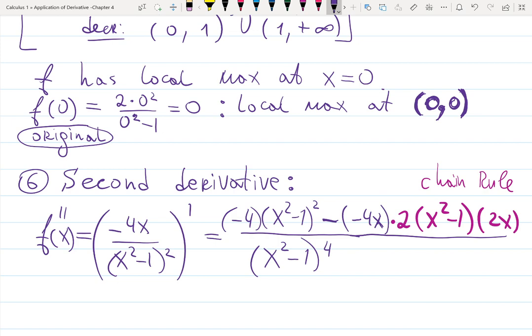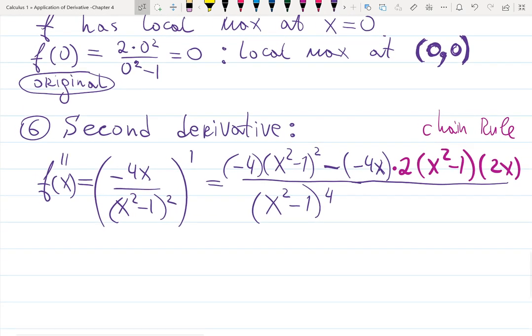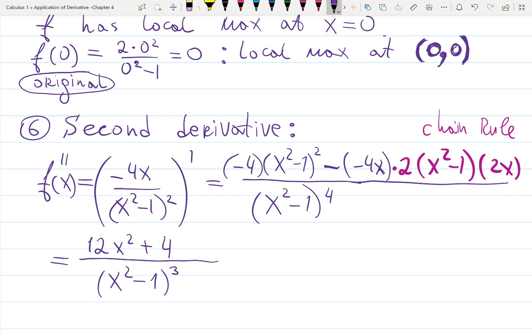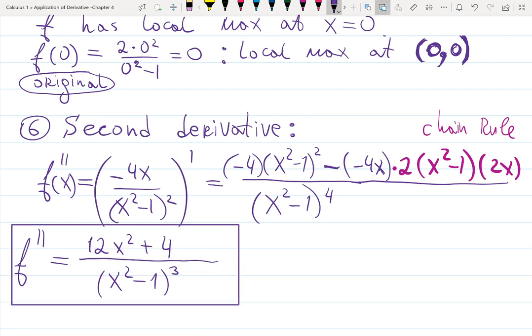Now keep going. We need to simplify this, and I will play a genius card: in my mind I just immediately simplified it into 12x squared plus 4 all over (x squared minus 1) cubed, to make the video a little bit shorter. Check that this is the case. I basically just used my own notes, okay? Put it in the box because we're going to be doing a sign line for the second derivative and we will need to plug test points into this second derivative.